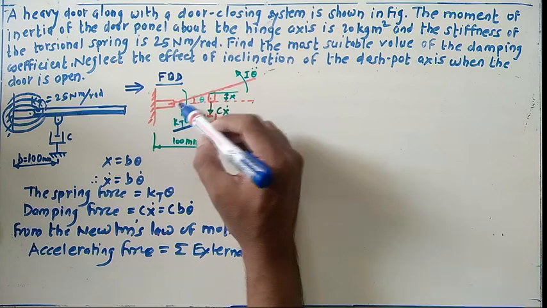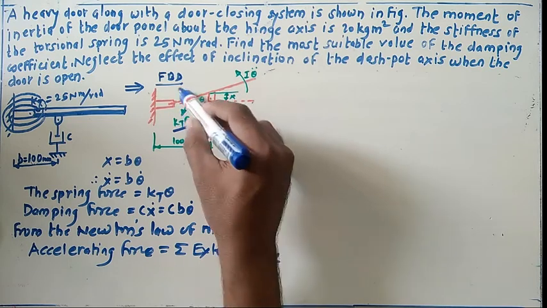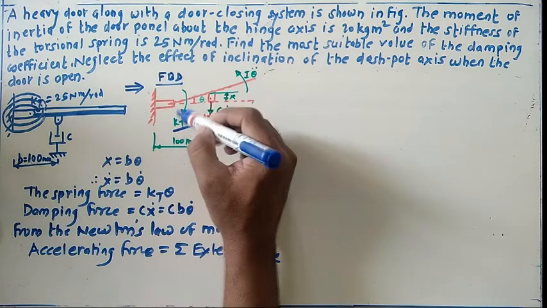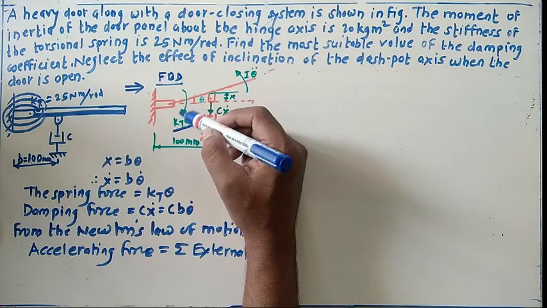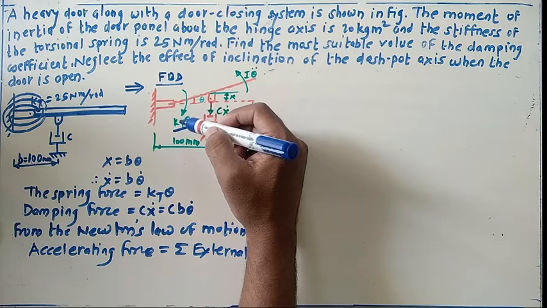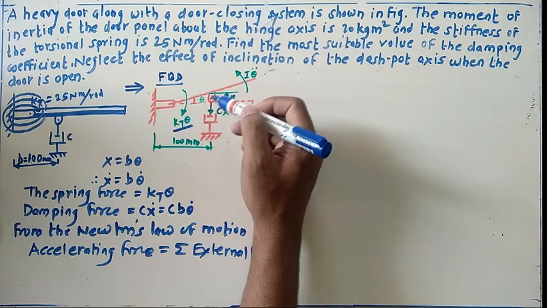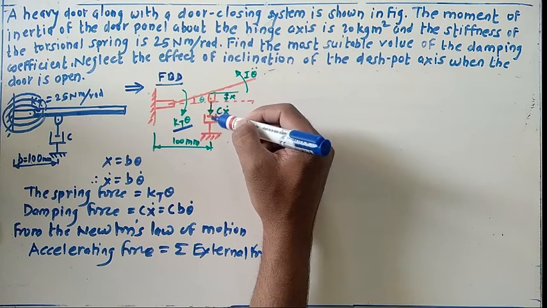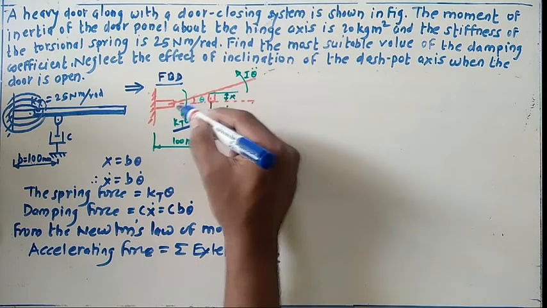What about the rest of the external forces? The spring force comes in the reverse direction of the motion of this door. So what is the value for the same? k_t into theta. What about the damping force? This also comes in the opposite direction of motion of this door.